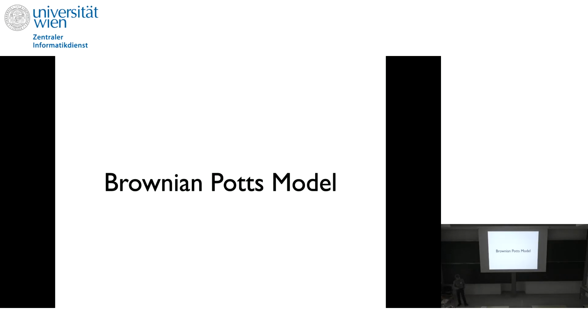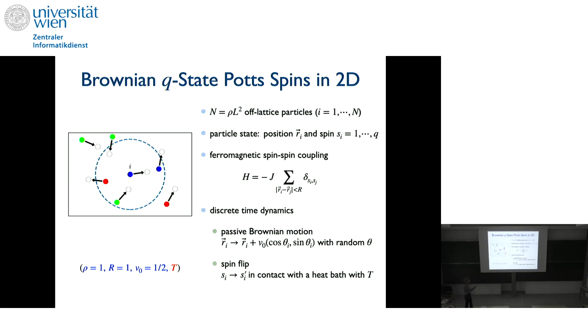So the Brownian Potts model is defined in this way. I have this two-dimensional lattice here, and I have N particles with fixed density rho. Each particle is specified by the position vector r, and a spin. I assume some local ferromagnetic Potts model interaction. This means that the spin sitting here is interacting with the neighbors within a fixed distance denoted by this. The spin interaction is short range.